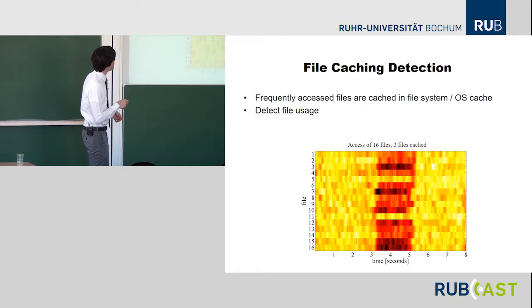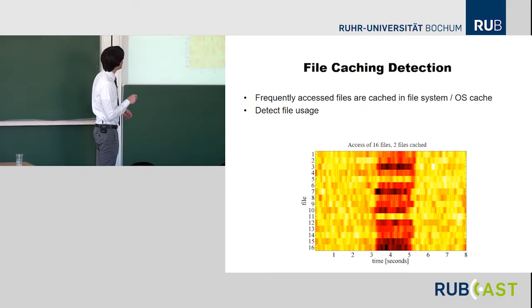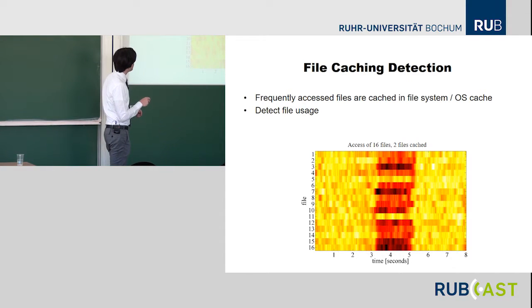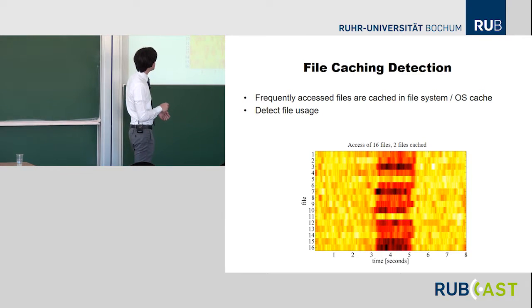So 11 and 5. You can see this is the time, and I should have explained that the color is the strength of the magnetic field that's measured. You can see that at around 3 seconds, the file access begins, it lasts around 2 seconds, and then it ends. For these files, there's a lot of activity on the hard disk, so obviously something is being fetched, whereas for these files, there is very little activity.